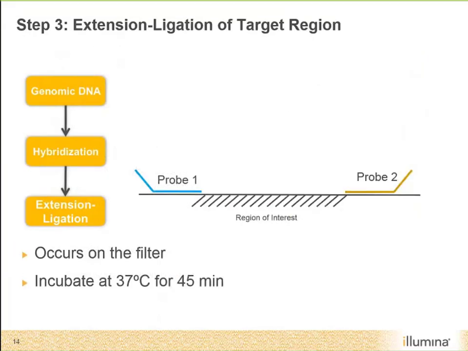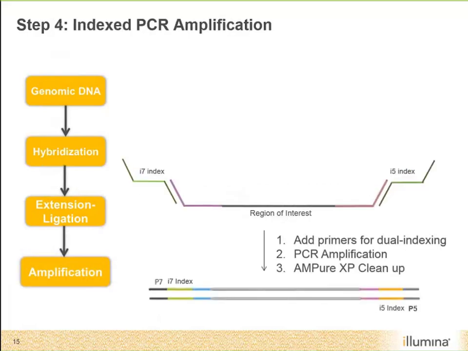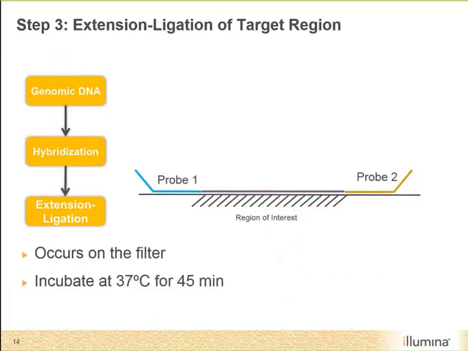While the sample is still on the filter, we then proceed to the extension ligation of the target region. In this case, the extension ligation reaction creates an amplifiable template that is then eluted from the filter plate. So like I mentioned earlier, this occurs on the filter plate. The incubation is at 37 degrees for about 45 minutes.